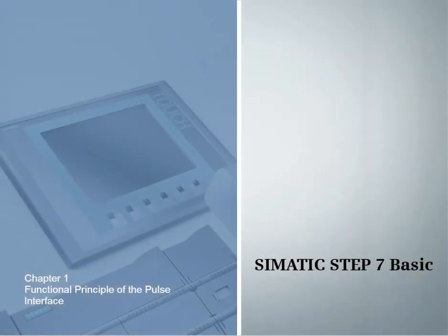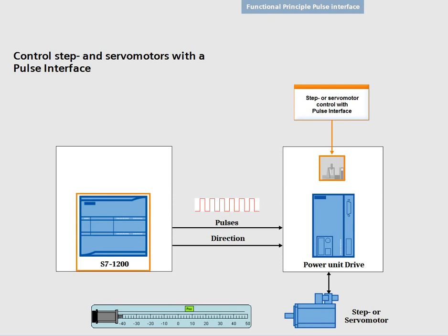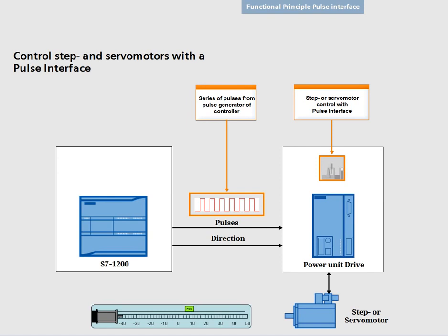Chapter 1. Functional Principle of the Pulse Interface. Modular Simatic S7-1200 mini-controllers with their fast digital outputs are extremely suitable to control step and servo motors with a pulse interface. The controllers transfer a series of pulses together with a directional signal to the power unit of the drive. These signals are subsequently transposed into an axis movement by the power unit of the motor.